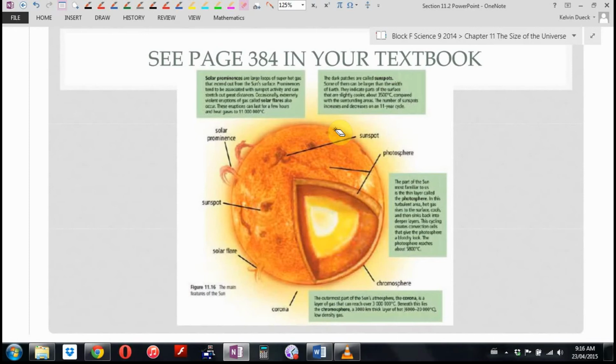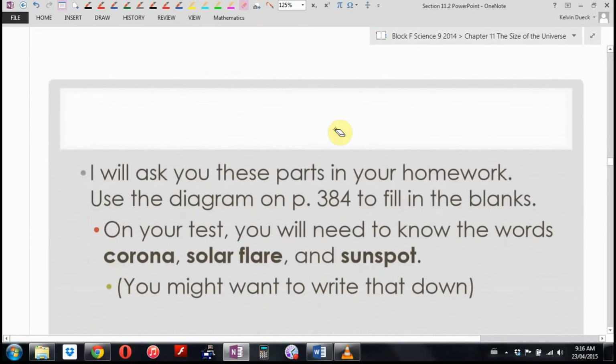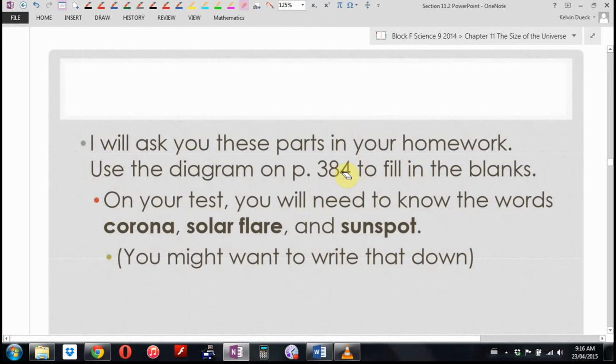These are the different parts of the sun. Okay? Which ones are you going to need to know? Here's what I said. I'm going to ask you these parts, all of them in your homework, when you have the textbook for a reference. Use the diagram on page 384 to fill in the blanks. On your test, you're going to need to know the words corona, solar flare, and sunspots.